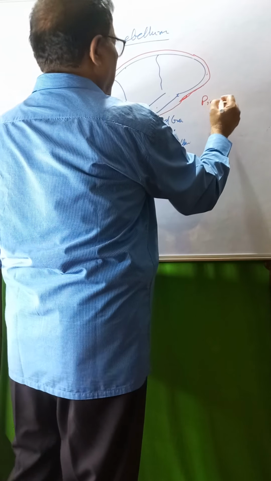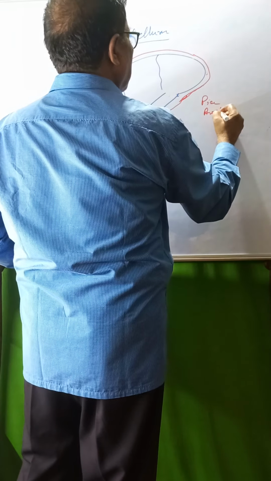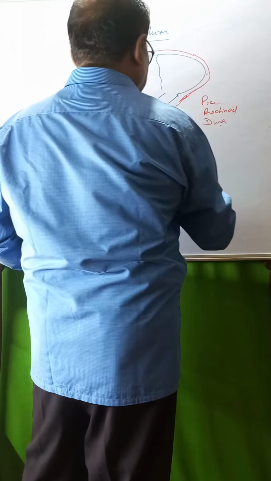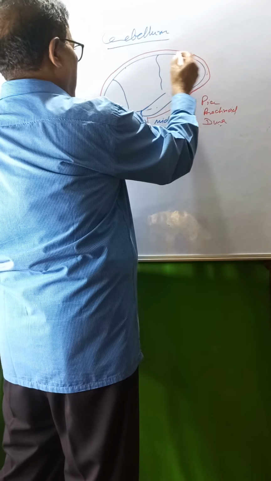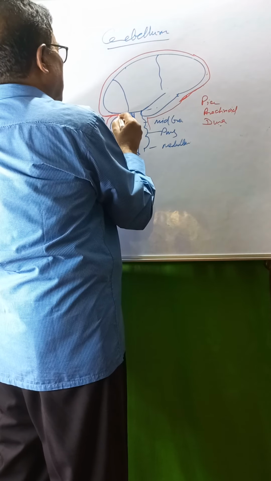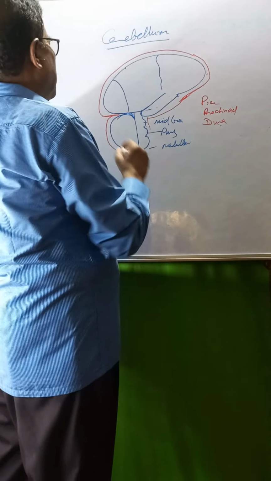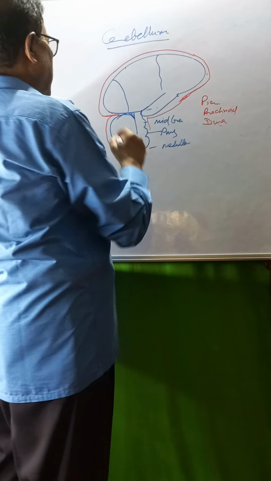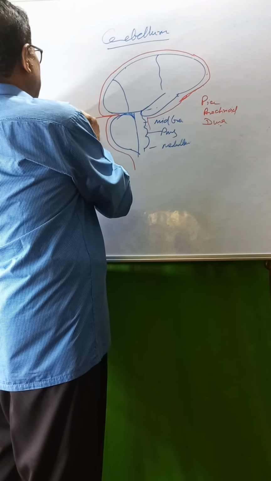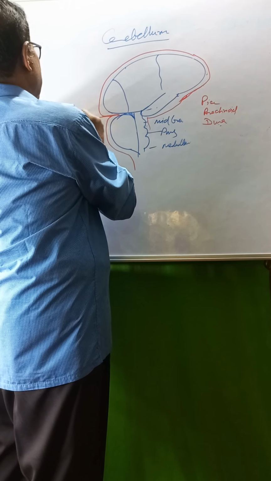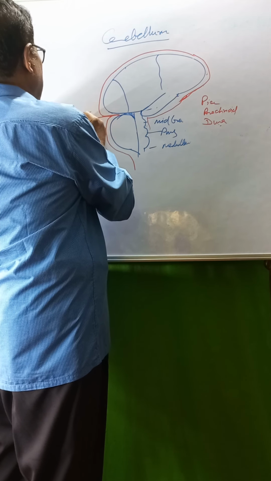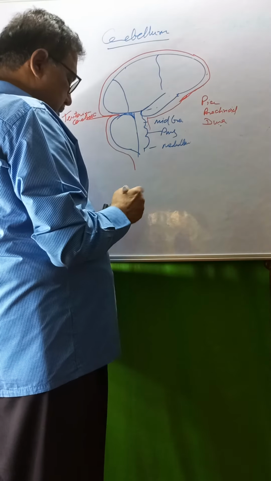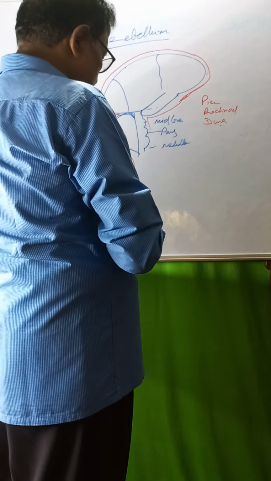From inside to outside, dura mater is tough, and this enters into the space between the cerebrum and cerebellum, and this appears to be like a tent. This part is known as tentorium cerebelli. Okay. Now this structure, that is cerebellum.